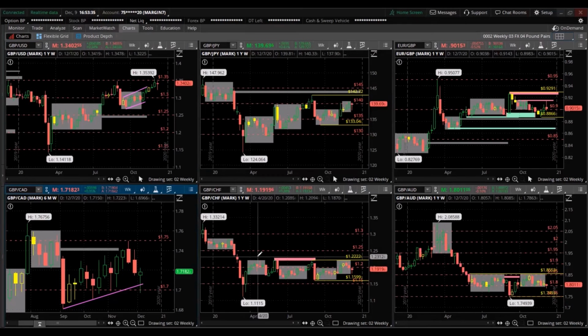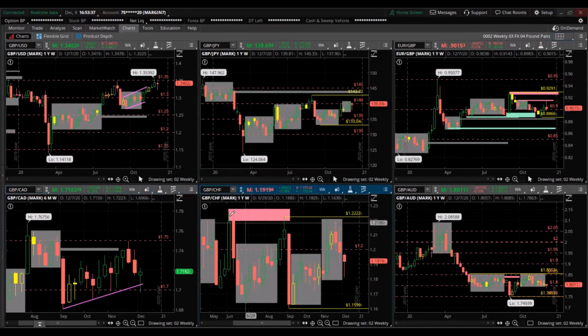Trade idea. Pound against Swiss franc. The trend is going down. That means the Swiss franc is gaining strength against the British pound. Again, we're seeing money fly into the Swiss franc. And we're in a consolidation phase, big consolidation phase.